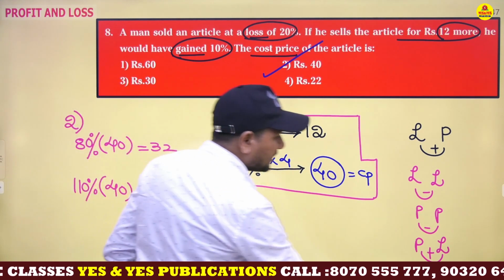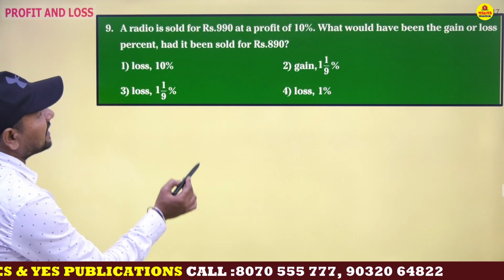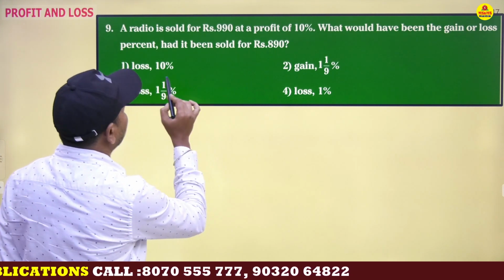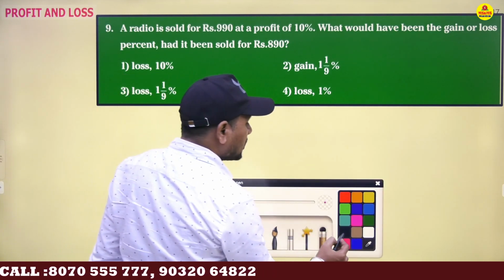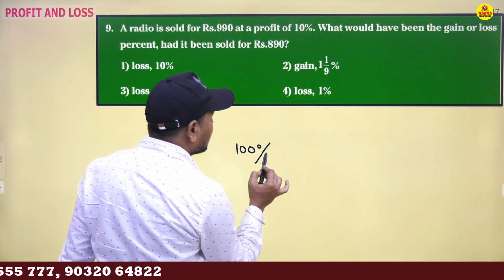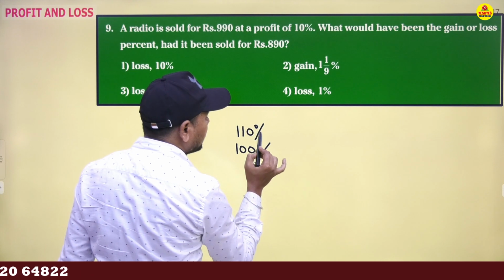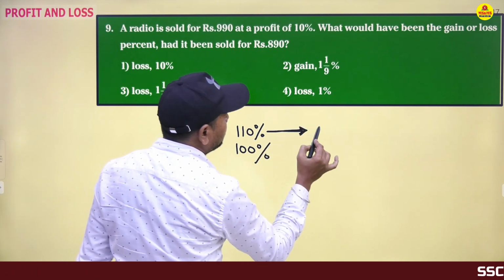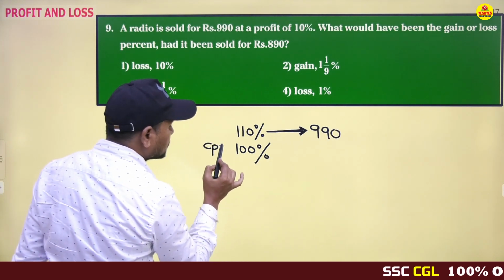Okay, let's check the next one. The radio is sold for 990 at a profit of 10%. What would have been the gain or loss percentage had it been sold for 890? Cost price should always be 100%. First time it is sold at 10% profit. 10% profit means 110%. 110% is equal to 990. I need to calculate the cost price.